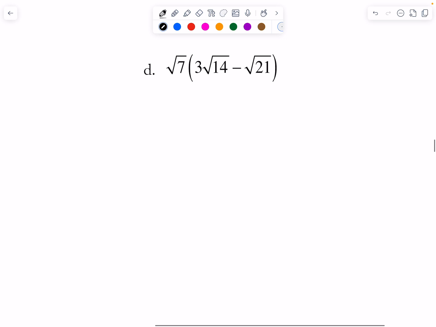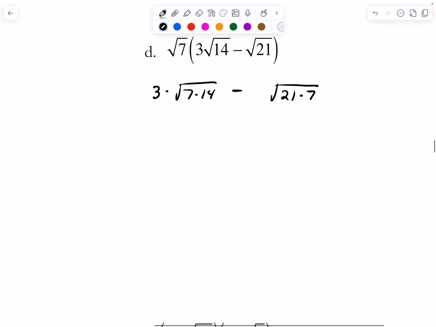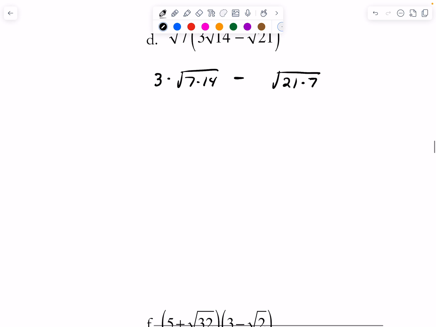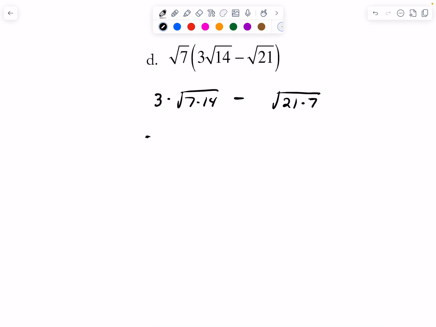Let's look at D. I'm going to multiply this square root of 7 times both. So 3, and now watch how I write it, times the square root of 7 times the square root of 14. I put them in the same radical. Minus, and this is going to be the square root of 21 times 7, right? Putting them in the same radical. All right, the order doesn't matter because it's multiplying. Now the 3 stays on the outside, but I can break down that 14 to be 7 times 2. And with this one, I can break down the 21 to be 3 times 7, and then bring down that original 7.